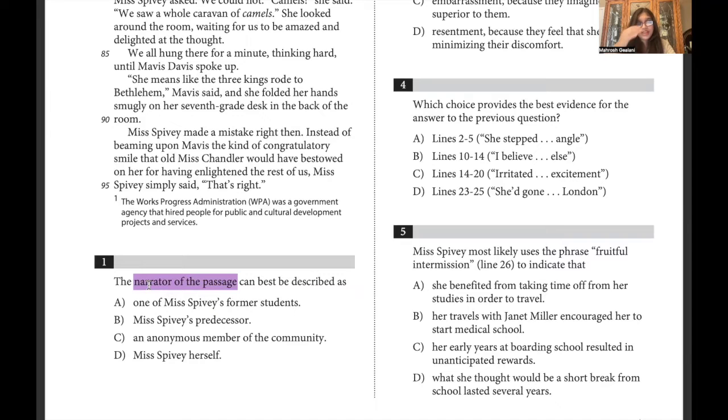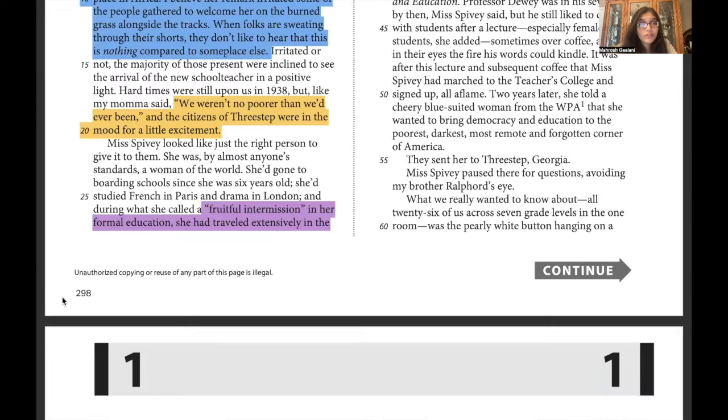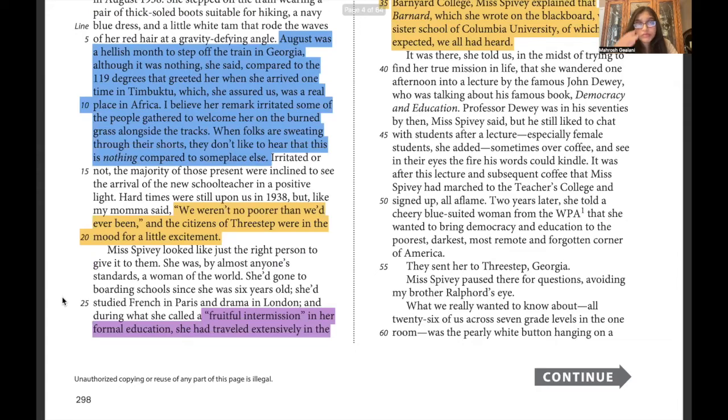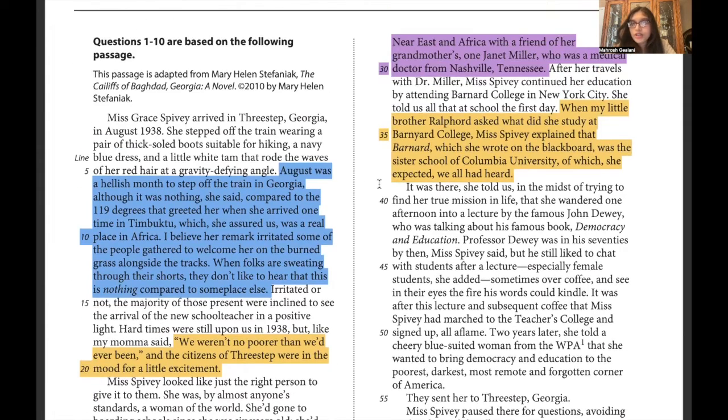The narrator of the passage can best be described as, so first of all, when it comes to the narrator, you're looking at two things essentially. You're looking at the point of view, and then you're looking at what that narrator's role in the story is. So at one point, if you read the story, you'll realize that there are parts of the story that will tell you who the narrator is.